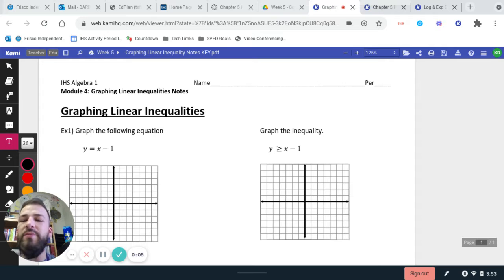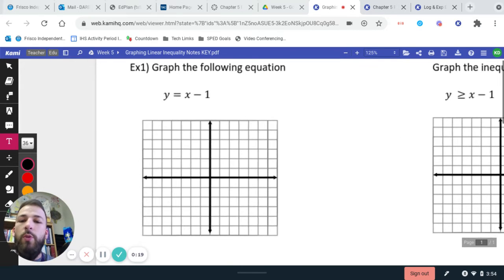Just as a reminder, the difference between an inequality and an equation is that an equation has an equal sign in the middle. An inequality has an inequality sign, meaning one side is greater than or less than, or of course equal to, the other. So let's follow with what we know.